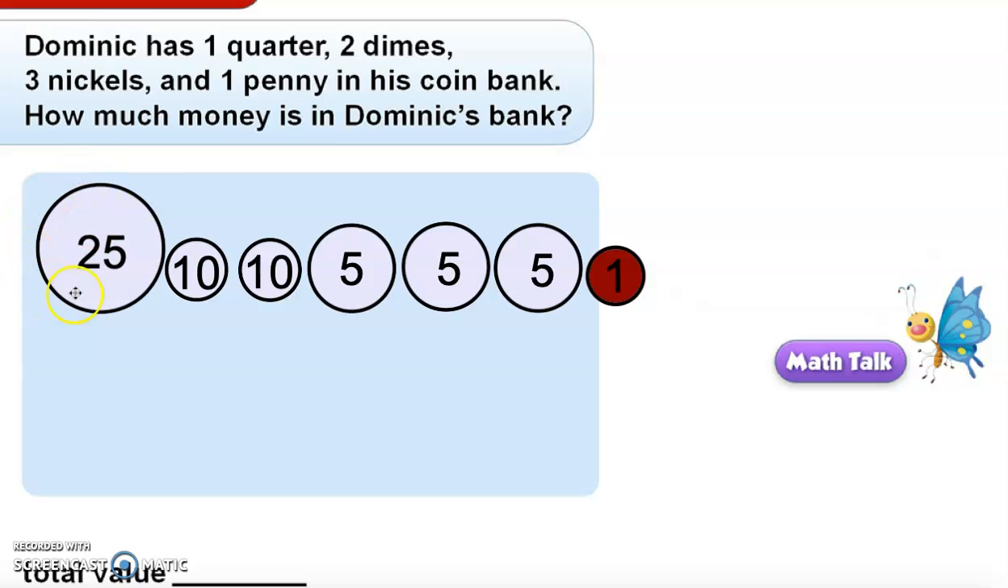So we have 1 quarter, which is 25. Then from 25 we're going to count on by tens twice because we have the 2 dimes. So 25, 35, 45. And now we're going to count on by 5s from 45. So 45, 50, 55, 60, and then we add that 1 penny, which would be 61. So 61 cents is in Dominic's bank. All right, so that was just a good little warm-up.